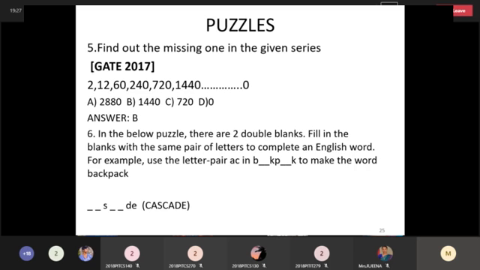The same like we can say CA, CA. What could be the answer for this one? Cascade. So in the below puzzle, there are two double blanks. The similar one I have given here. So this is for cascade.